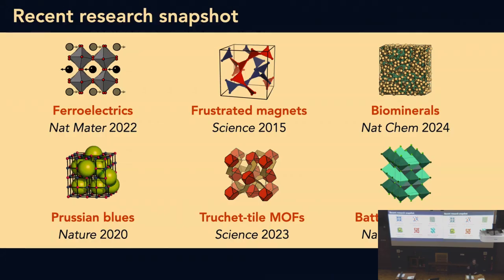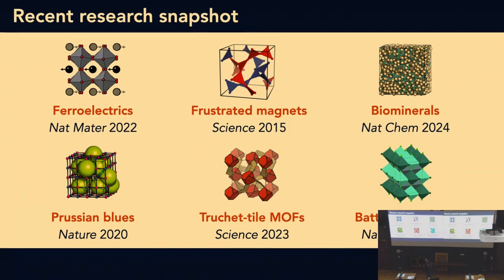I'm really just going to focus on one story that I wanted to share, in part because it's a recent result, and in part because I think it's a good example that ties together some of the ideas of disorder with some of the ideas of flexibility, and that involves these so-called Truchet metal-organic frameworks, and that's the last story I need to tell you today, if that's okay.